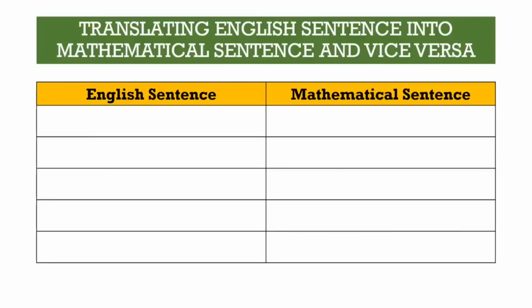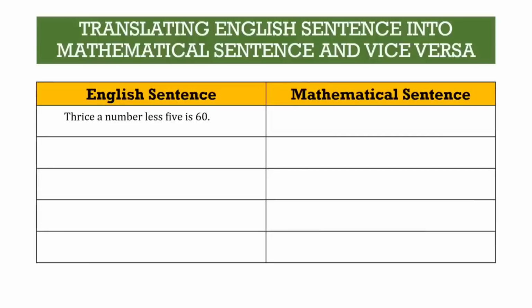Next, let us discuss translating English sentence into mathematical sentence and vice versa. For this one, we are going to include inequalities or the equal symbol. So that is the difference. For English sentence or mathematical sentence, we use equal to, not equal to, and the other inequalities, as well as the equal sign. But for the phrases, we simply write our expressions.